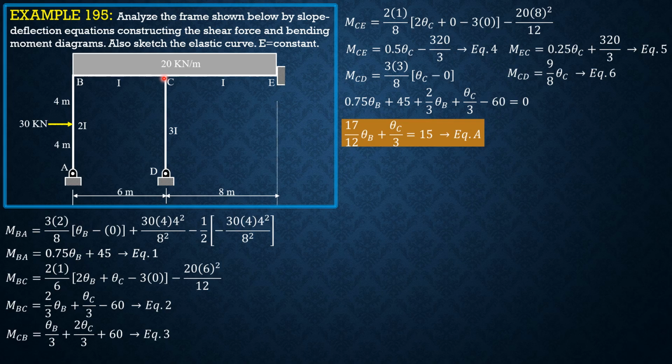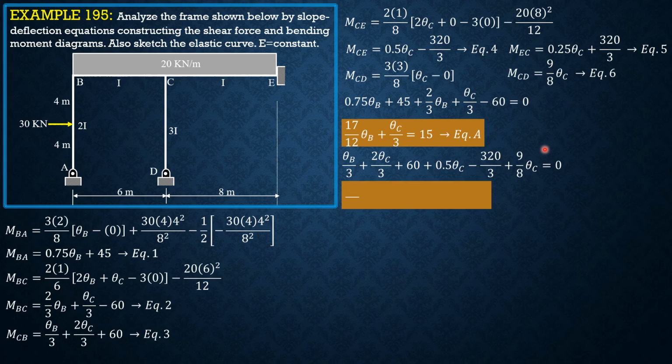Then at C, equilibrium, MCB plus MCE plus MCD equals 0. MCB, theta B over 3 plus 2/3 of theta C plus 60, plus MCE, 0.5 theta C minus 320 over 3, plus MCD, 9/8 theta C equals 0. Combining like terms, setting up the second equation, we have theta B over 3 plus 5/24 theta C equals 140 over 3. Equation B.